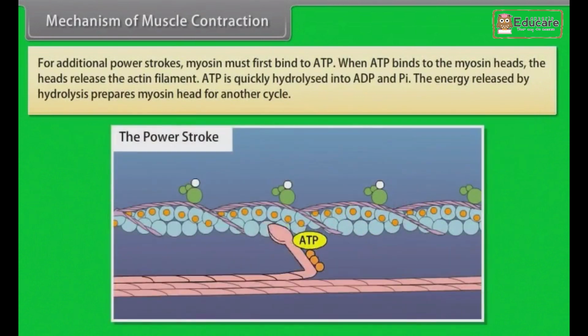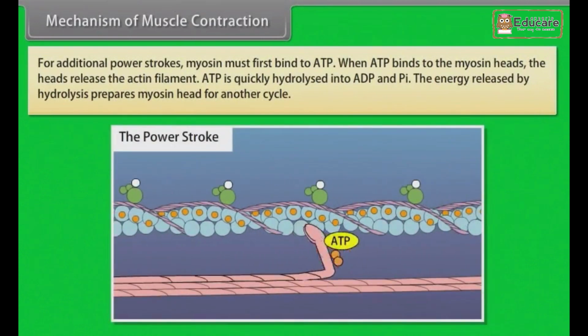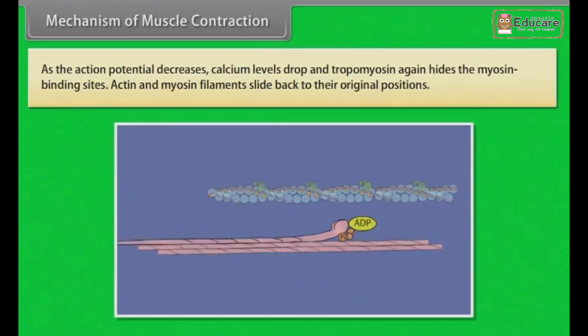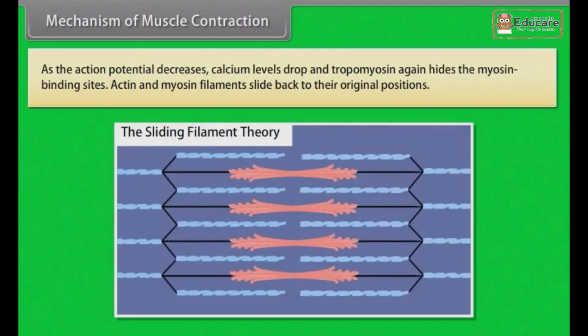For additional power strokes, myosin must first bind to ATP. When ATP binds to the myosin heads, the heads release the actin filament. ATP is quickly hydrolyzed into ADP and Pi. The energy released by hydrolysis prepares myosin head for another cycle. As the action potential decreases, calcium levels drop, and tropomyosin again hides the myosin binding sites.